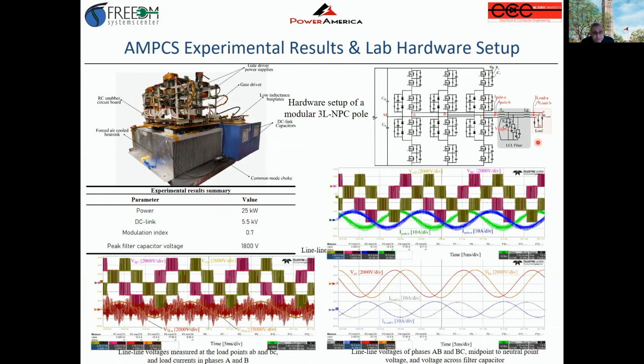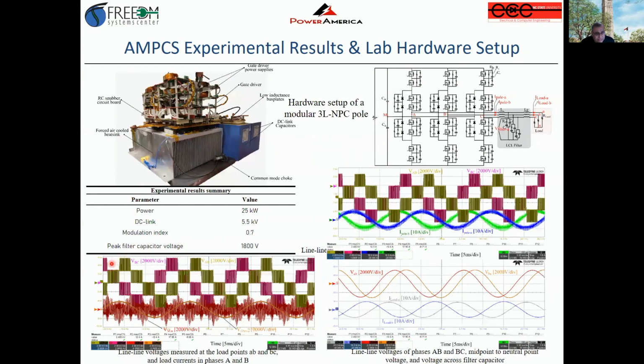Here is the front end, three phase, and this is one pole of that three phase. So you're looking at only this part here, and we have three of these poles to make up the AFEC, or the front end. And we tested this thing at 25 kilowatt, 5.5 kV DC bus.